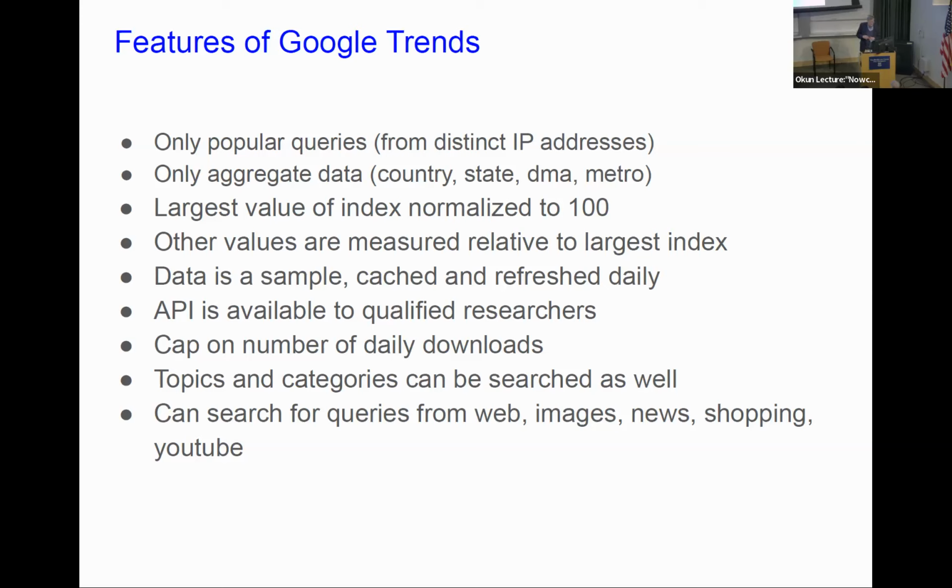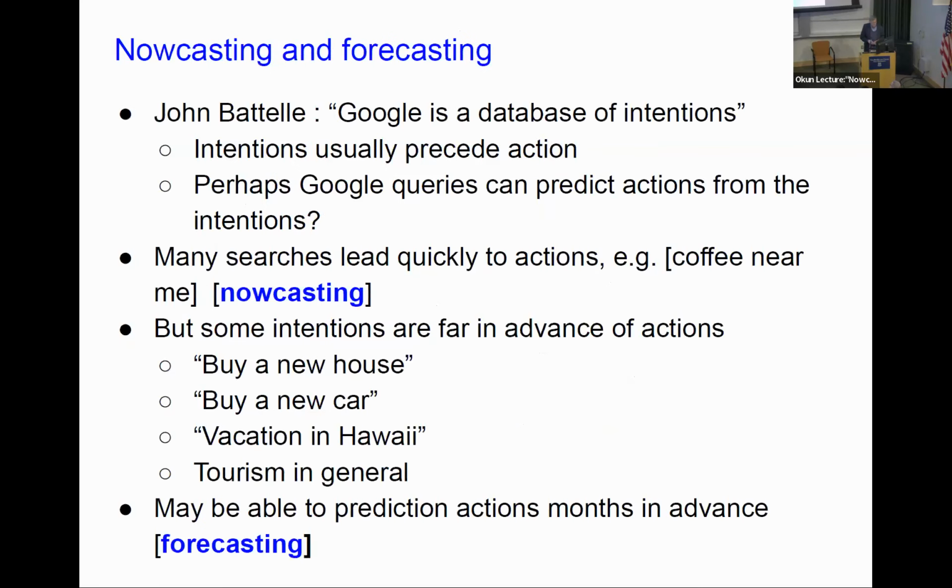And last thing, you can look at queries that occur on the web, the images, news, shopping, and YouTube. So there's a whole wealth of observations. I'm just going to talk about web search because that's the one that's the most compelling and interesting to people. But if you were interested in images, you could see the image queries that people issued to the image search as well. So those are the features of Google Trends.